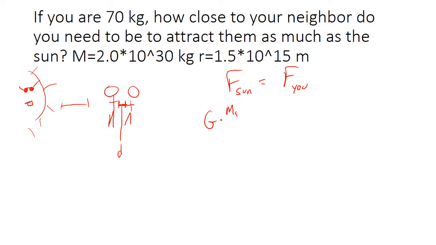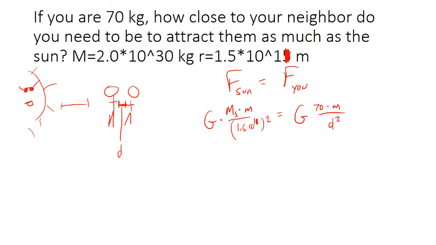mass of the sun times mass of friend. Can I just use little m for that? Divided by 1.5 times 10 to the 11, squared. Sorry, it should be 11, not 15, if you did it already. That is equal to force for you, which is going to be G times the mass of you, which is 70, times the mass of your friend, divided by D squared, because we're solving for D.